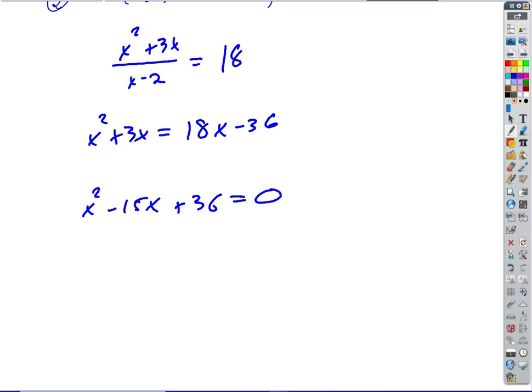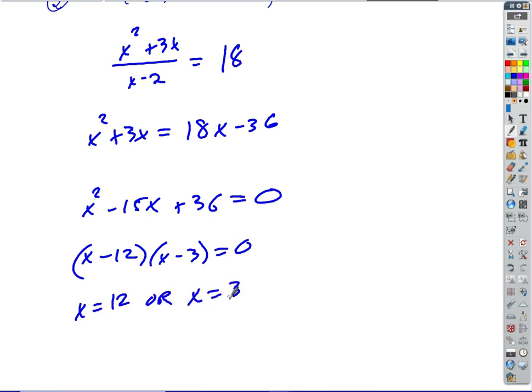Are there magic numbers here that multiply to positive 36 and add to negative 15? Yeah, 12 and 3. Okay, good. So we get x minus 12 times x minus 3 equals 0. So my solutions are x equals 12 or x equals 3, correct? Not quite.